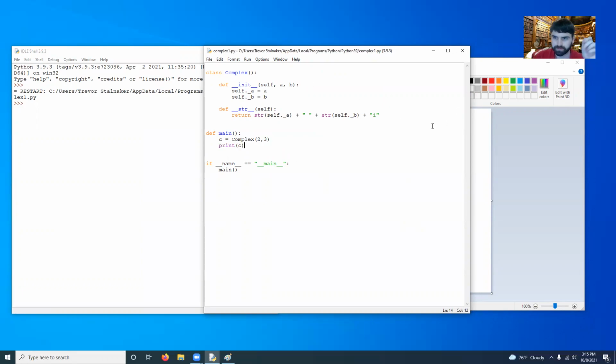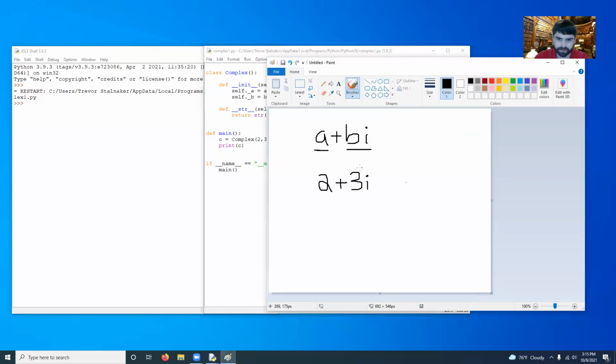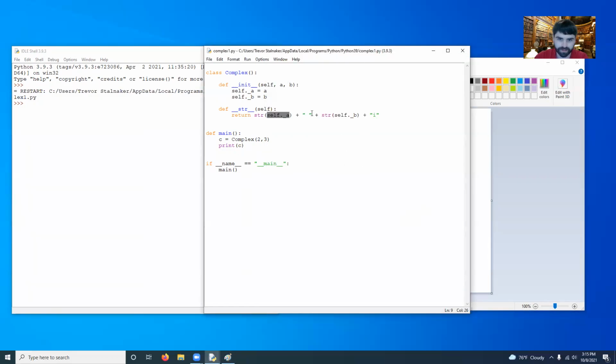So let me walk through that really quick. I wrote that pretty fast. So we're getting self.a, which we're going to assume, we're not going to do any error handling here. We're going to assume that that is an integer or a floating point number. And we're going to cast that to a string. So that's the first part. Then a space between them so that they're not joined together. Ooh, I forgot the plus.